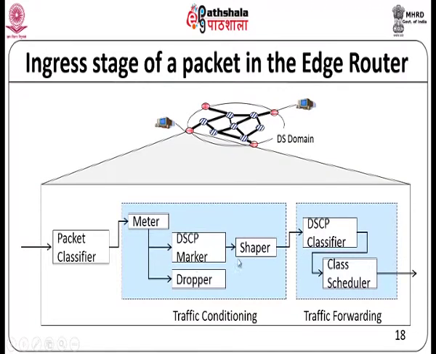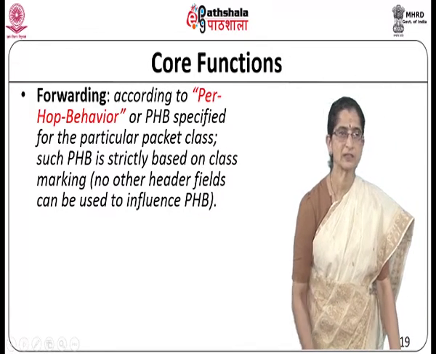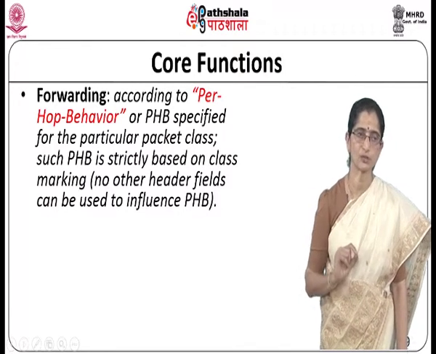If you look at the ingress stage of a packet in an edge router, this is what you will see. You have a packet classifier, meter, DSCP marker, dropper, and then a shaper, and a classifier which will forward the traffic: a traffic conditioning part and a traffic forwarding part. So this is what happens at the ingress stage of a packet. We looked at what happens at the edge. Now we look at what happens at the core.